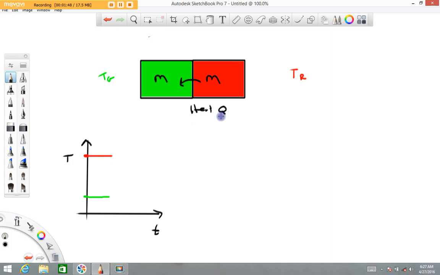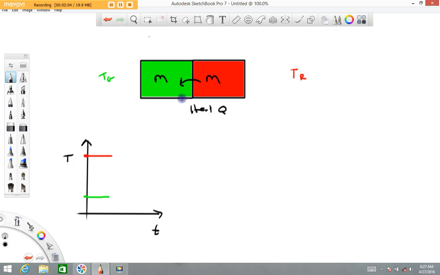But anyway, so the red mass is very hot. Green mass relatively cool. So what's going to happen is we're going to get a heat transfer from red to green. And what's going to happen now is the temperature of the red is going to drop. The temperature of the green is going to come up.